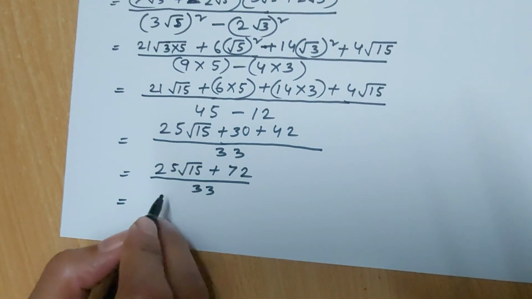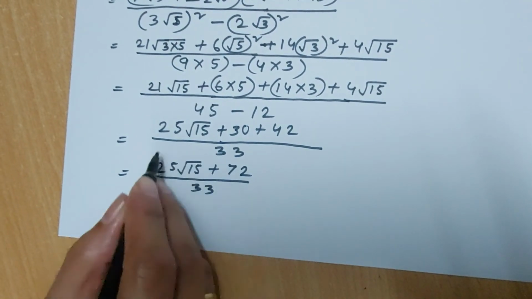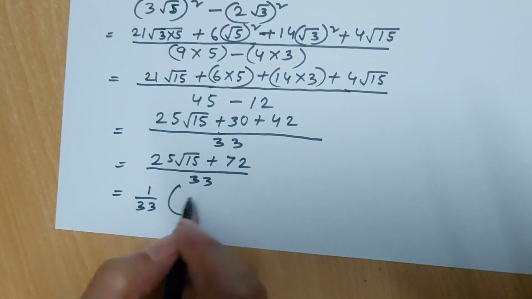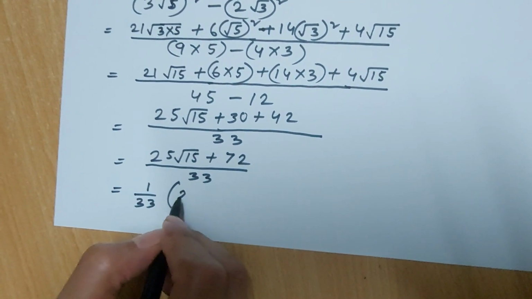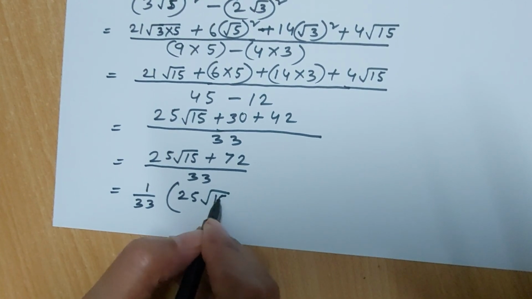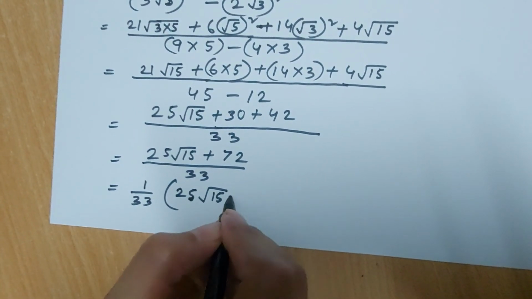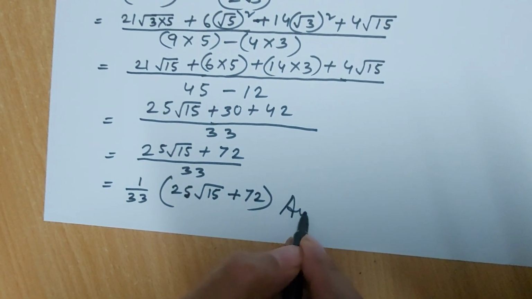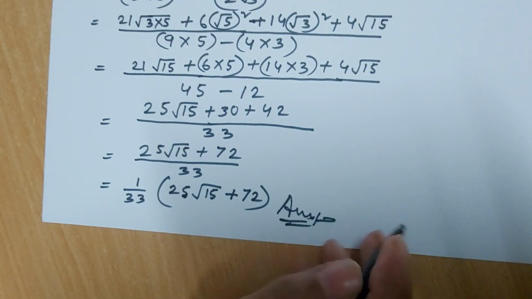Then I am giving 1 by 33 outside: 25 root 15 plus 72, and this is simplified, and that is the answer.